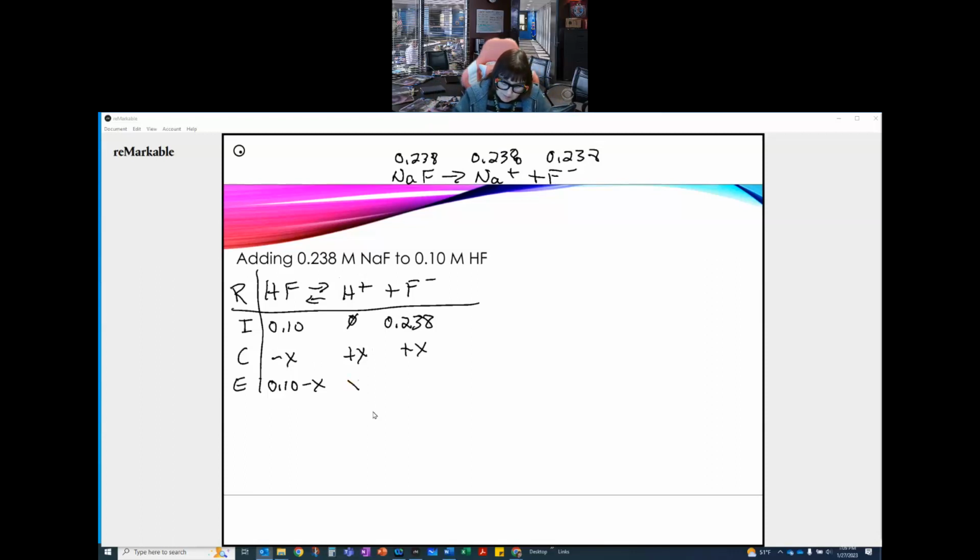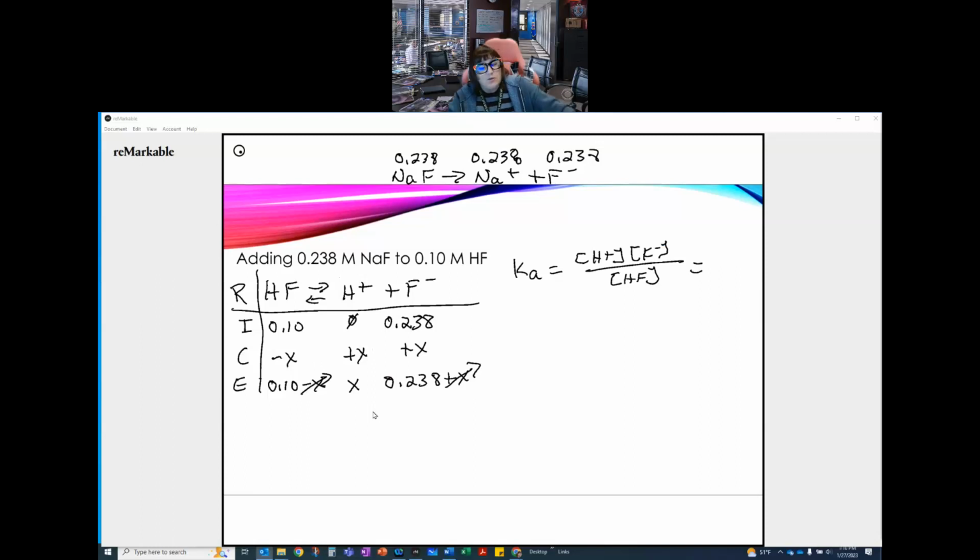So H plus is going to give me an X. F minus is going to be 0.238 plus X. We make the assumption that X is small compared to the 0.10 and compared to the 0.238. So when we do the calculations, we ignore it. Okay. So I take my Ka, that's equal to H plus times F minus over HF. I sound like Eeyore when I say that because I say it over and over for the Ks. I get a little tired of it. But that's what that looks like.